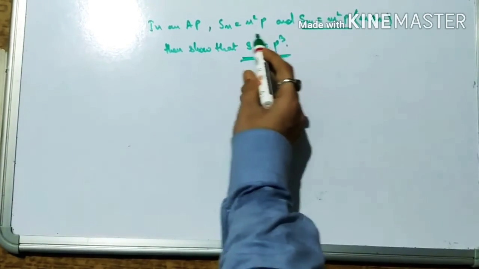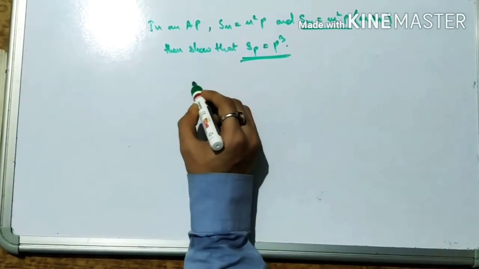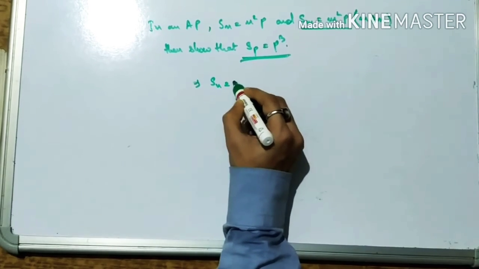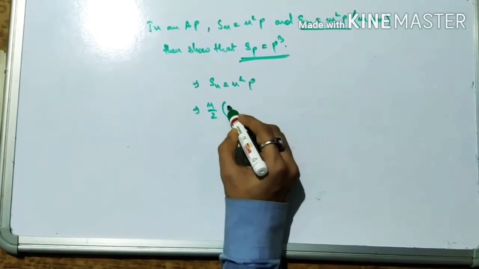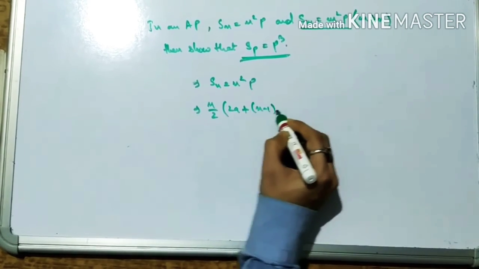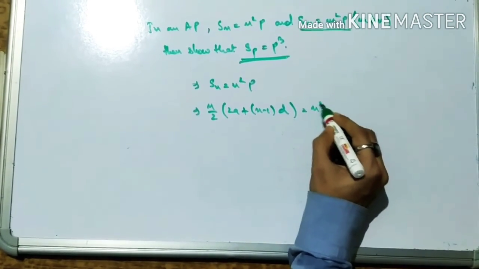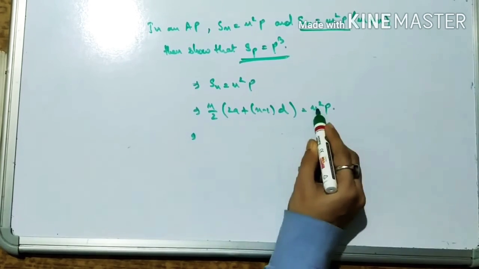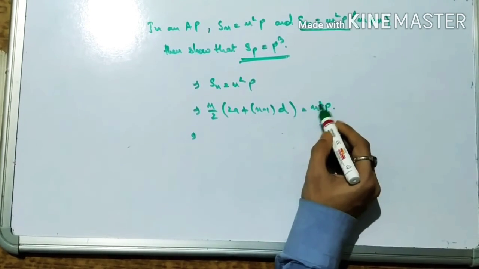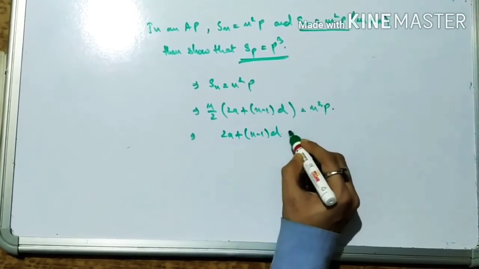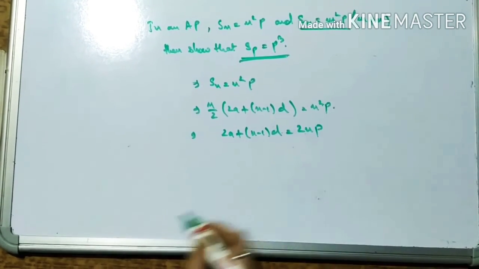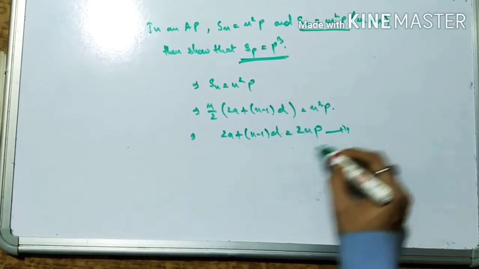So, Sn is equal to n squared p, given. So Sn, how can I write it? n by 2 times (2a plus (n minus 1) d) is equal to n squared p. So the 2 I will send to that side, and this n and one power of n I can cancel. So ultimately I will get 2a plus (n minus 1) d is equal to 2np. This is equation 1.